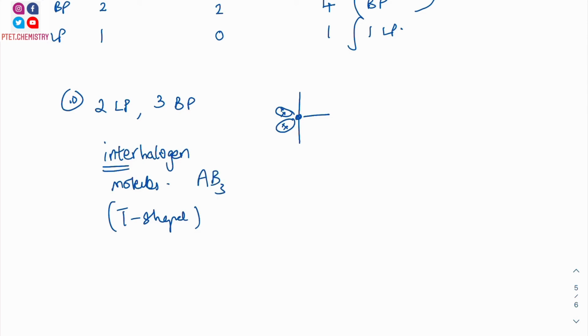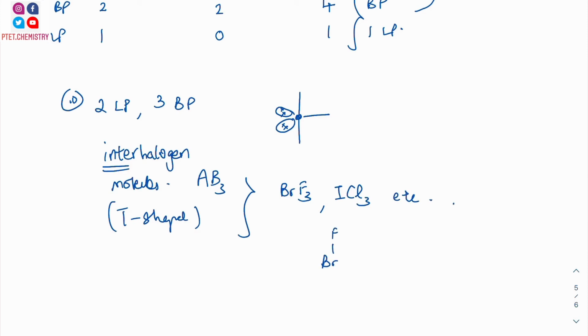What does it mean? Where A and B are halogen elements. So we could be looking at things like BrF3. We could be looking at ICl3, etc. These are molecules, by the way, okay?